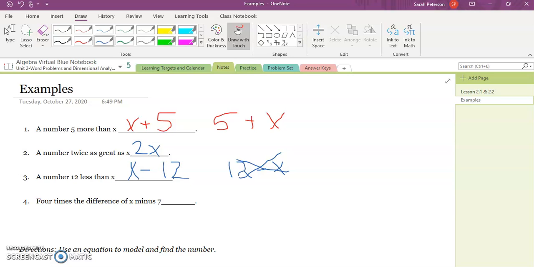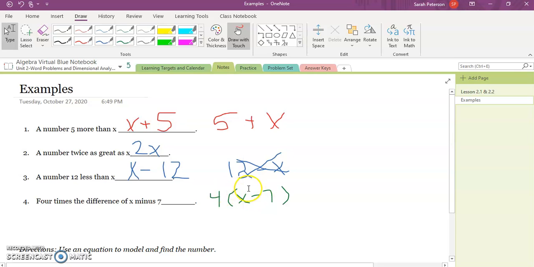4 times the difference of x minus 7. This one is different because it talks about 4 times the difference. If I want 4 times the difference, I'm going to say 4, but the difference I'm going to put in parentheses: x minus 7. Because it's 4 times the difference, it's 4 times the whole quantity of x minus 7, so you need parentheses there. Okay, those are a couple examples of how to model expressions based off of word problems.